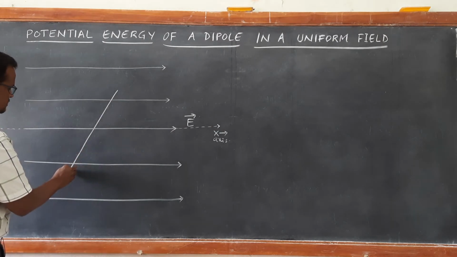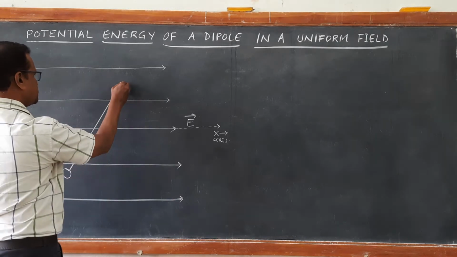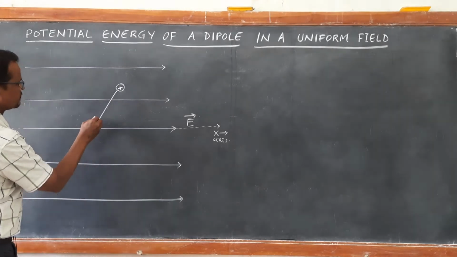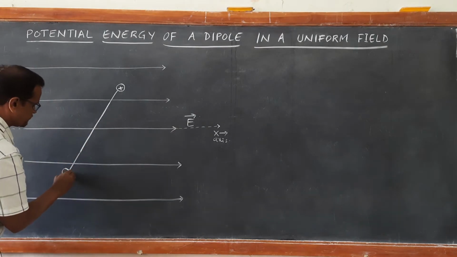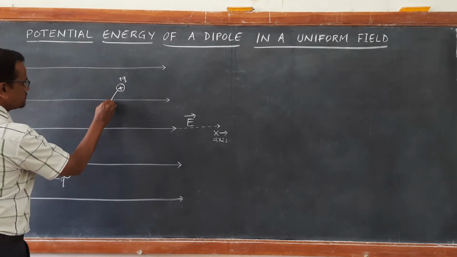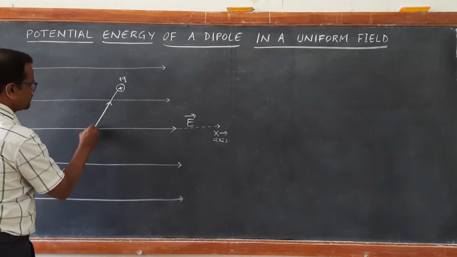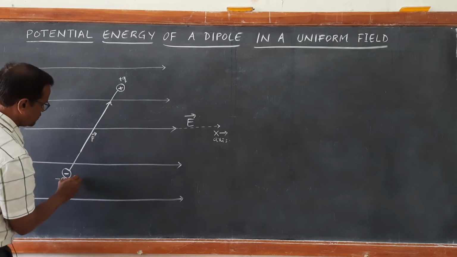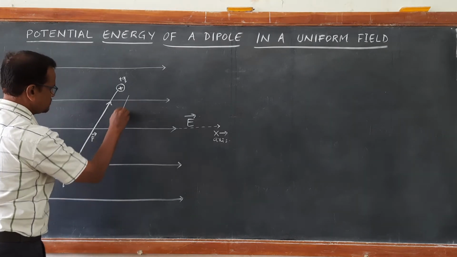Now, let me take an electric dipole and keep it with certain orientation. Suppose this is an electric dipole with its dipole moment. You can see the dipole moment is always directed from negative charge to positive charge, and this is the dipole moment vector P, directed from negative charge to positive charge. And we know the dipole is of length 2a.